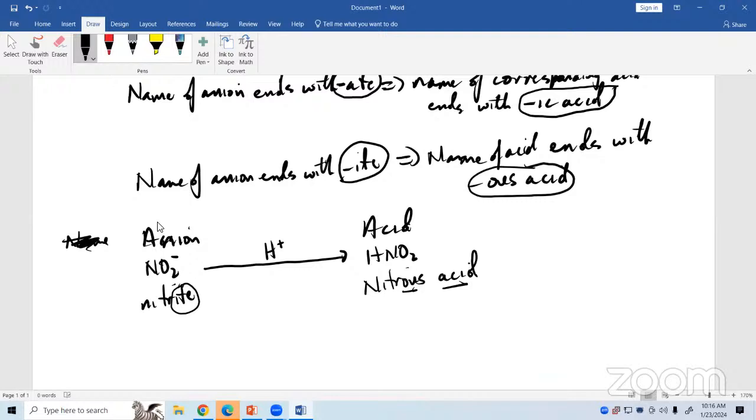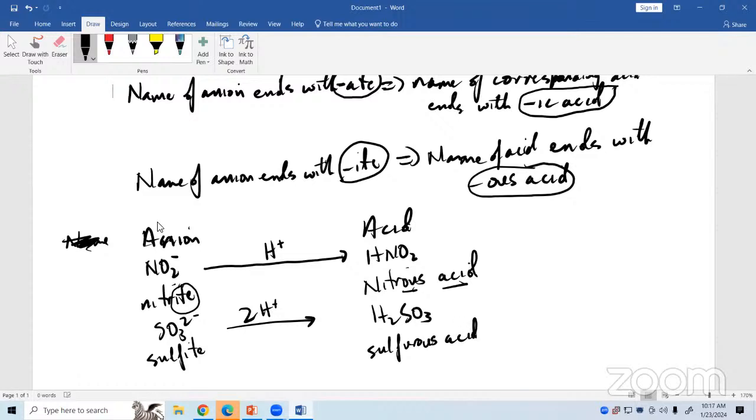Let me see if I can squeeze in another example down here. SO3 2- is known as a sulfite ion, right? So to convert this to the corresponding acid, we add 2 hydrogen ions to get H2SO3. So the name of the corresponding acid is sulfurous acid. All right? So that's basically how we deal with oxyacids.